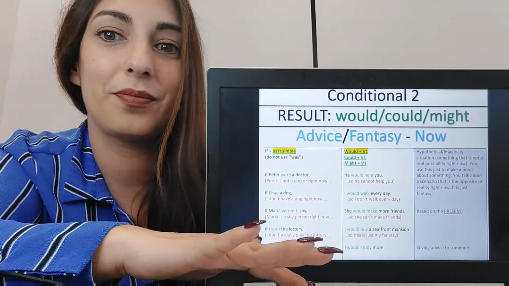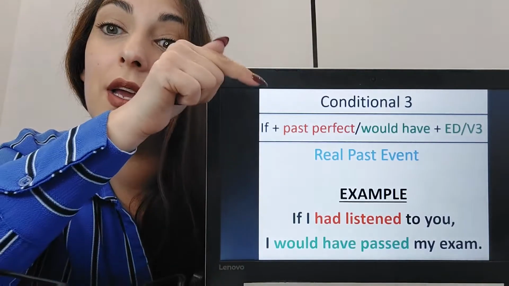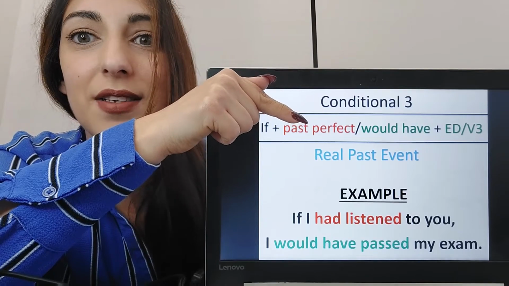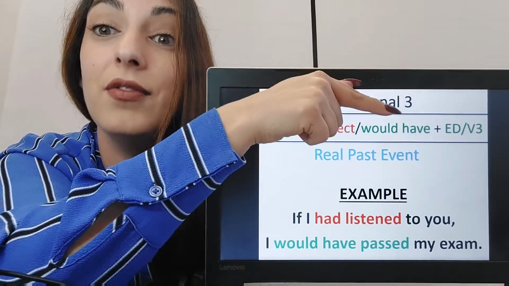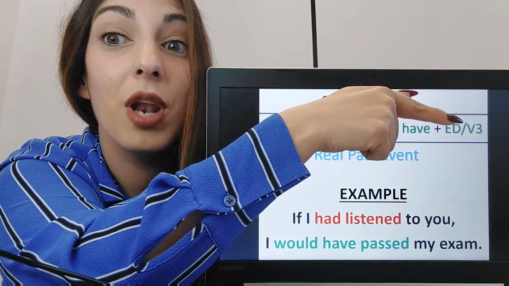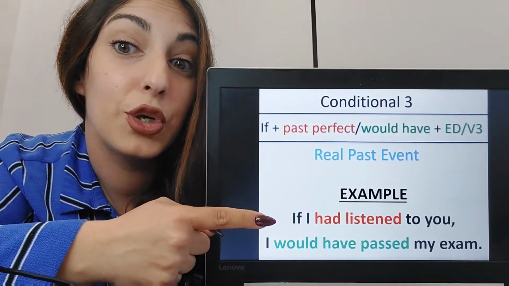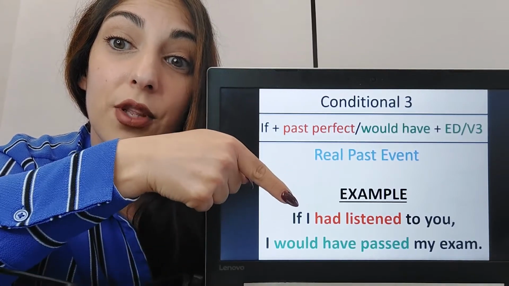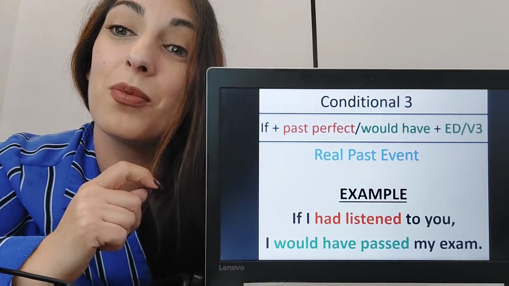Let's move on. Conditional 3. Now, conditional 3 is usually if plus past perfect simple to be more precise, followed by would have. You need to have both of these words together, would have, and a verb either with ed or in the third column of irregular verbs. For example, if I had listened to you, I would have passed my exam. There's my past perfect after the word if, and would have passed, my ed verb with would have.